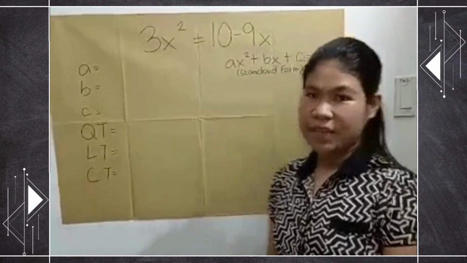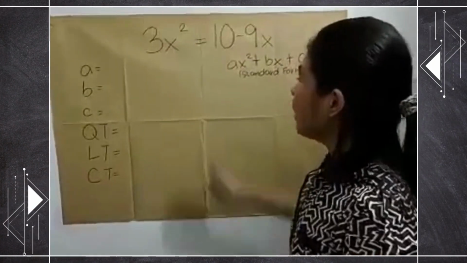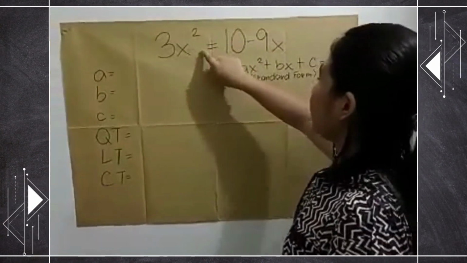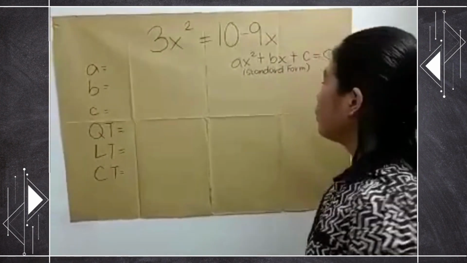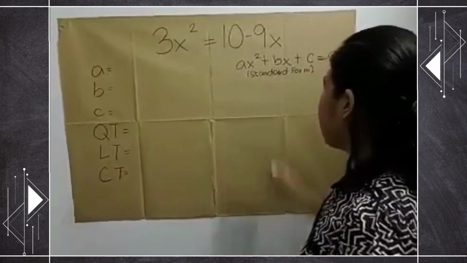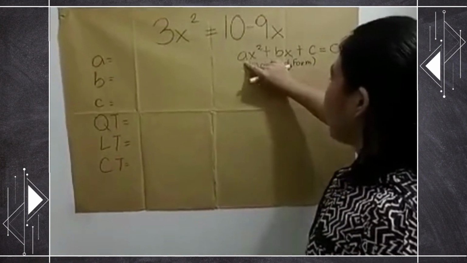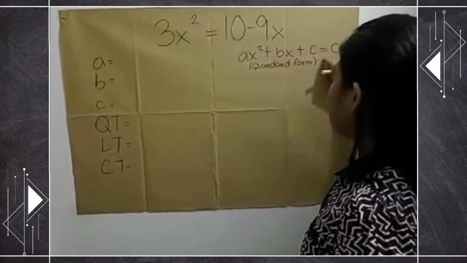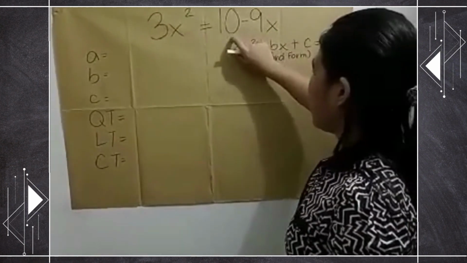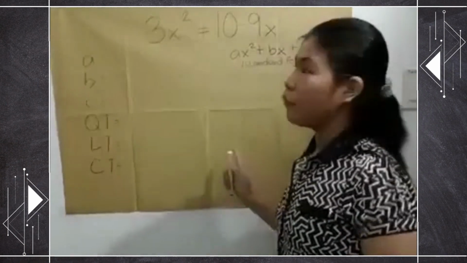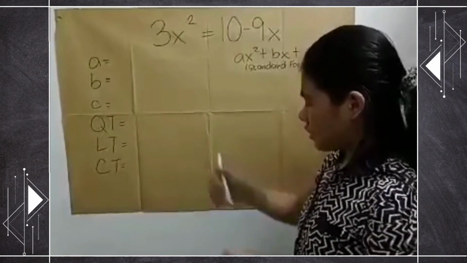Let's have an activity. As you can see, the given is 3x squared equals 10 minus 9x. The first step is to figure out if it is in the standard form, which is ax squared plus bx plus c equals 0. Now, the given is not in the standard form, and if it is not in the standard form, then we cannot find its values and terms.